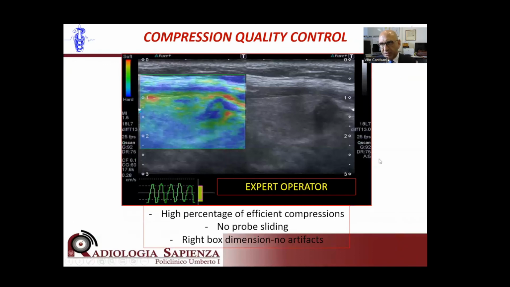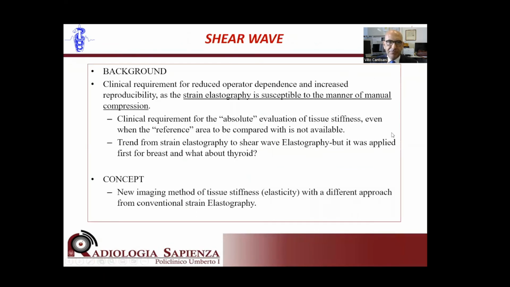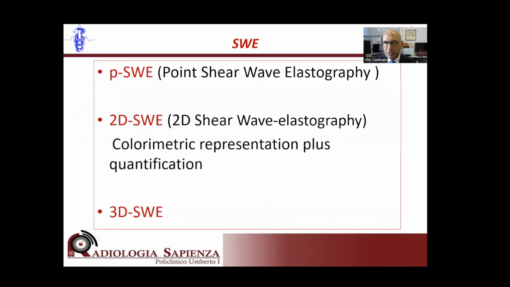There are several different quality indicators. At the end, any kind of organ you explore, you have to reach the right, balanced, harmonic, precise compression. About shear wave, you also have to be aware that pre-compression or vertical artifacts should be avoided in order to obtain quantitative evaluation by means of point shear wave, 2D shear wave, and 3D.